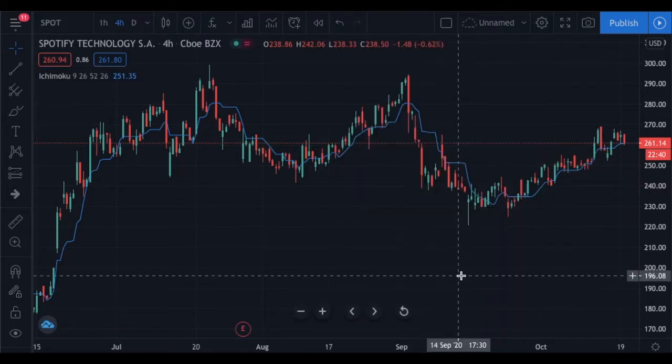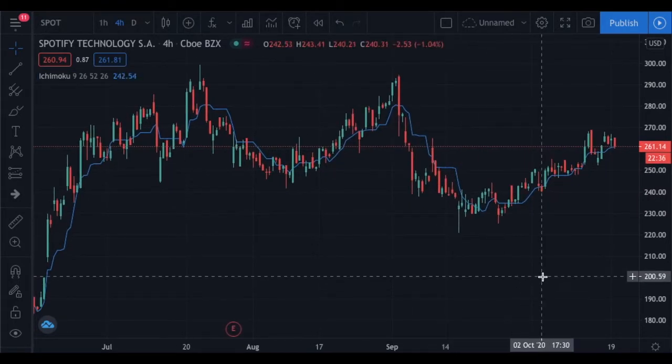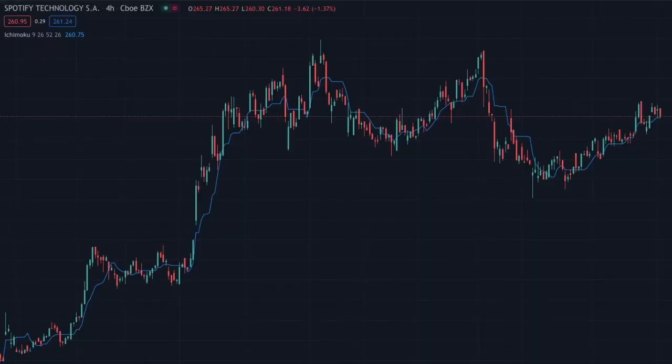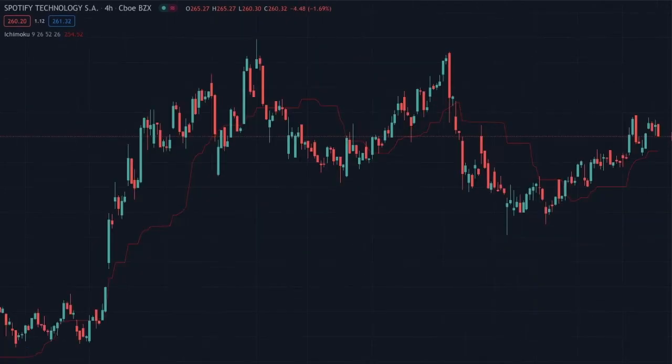Let's lose everything and start from the lines. Let's start with this blue line which is called the conversion line. The conversion line is simply the short-term moving average, which is also known as the turning line. Second, we have the baseline. It is the red line here, and it is the longer-term moving average. And it is also known as the confirmation line.